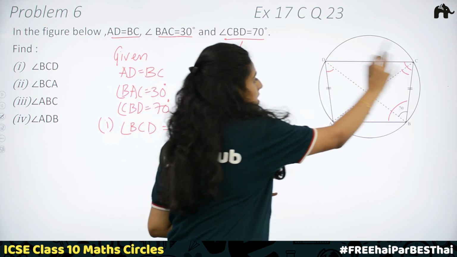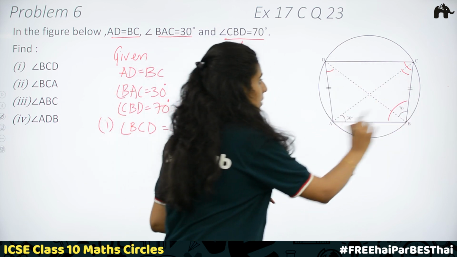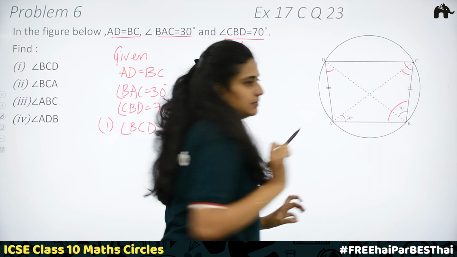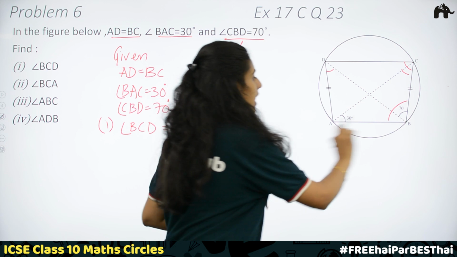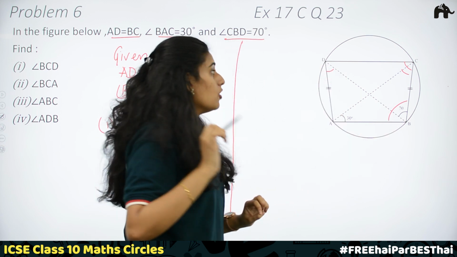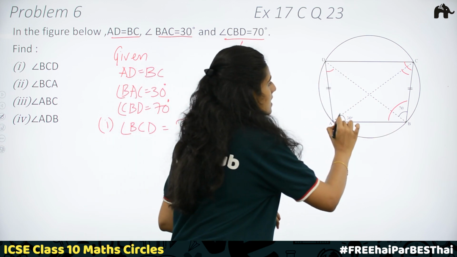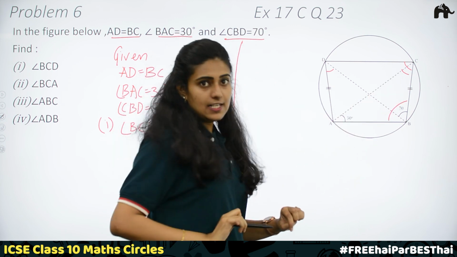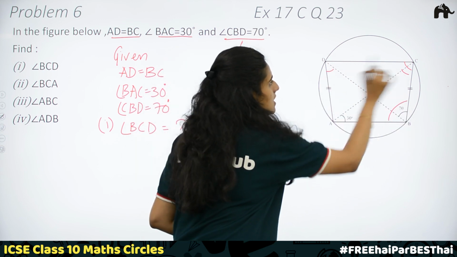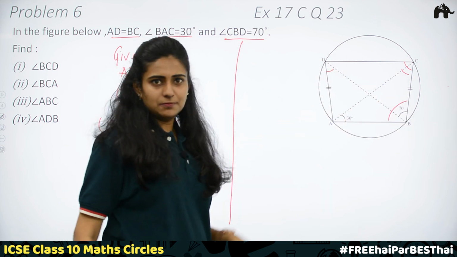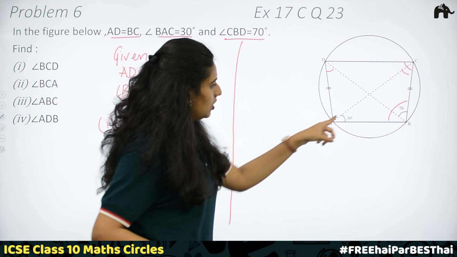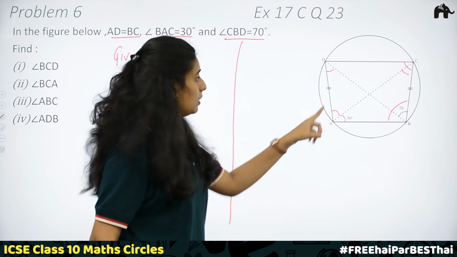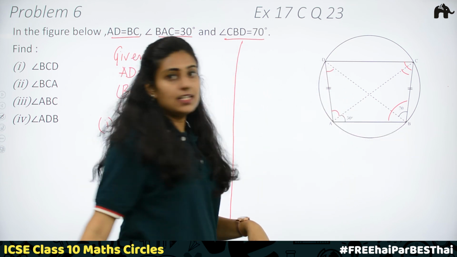Yes, this is a cyclic quadrilateral. The vertices of quadrilateral ABCD touch the circle, therefore ABCD is a cyclic quadrilateral. We know for a cyclic quadrilateral, the sum of opposite angles is 180 degrees. If we find this angle, we can find the angle BCD. Now, how to find this angle? Here, one part is 30 degrees. If we are able to find this part, then adding them, we will get angle BAD.